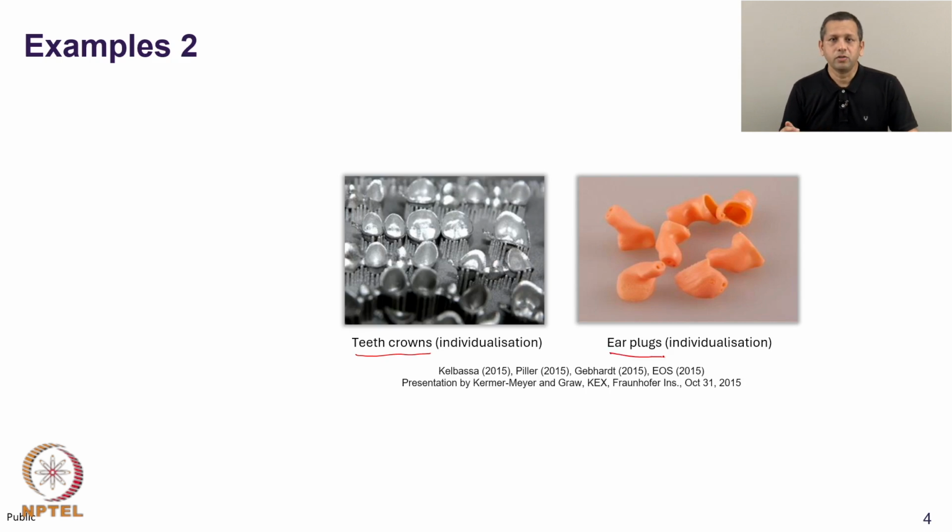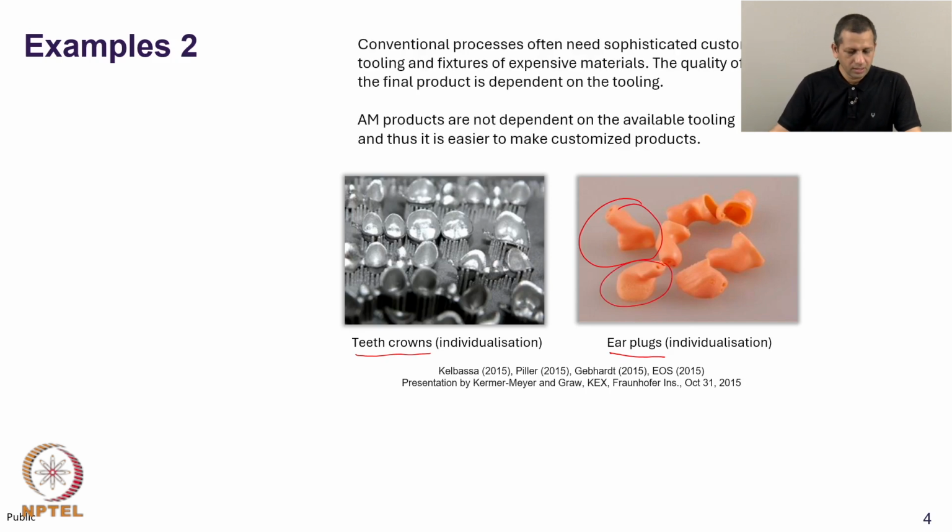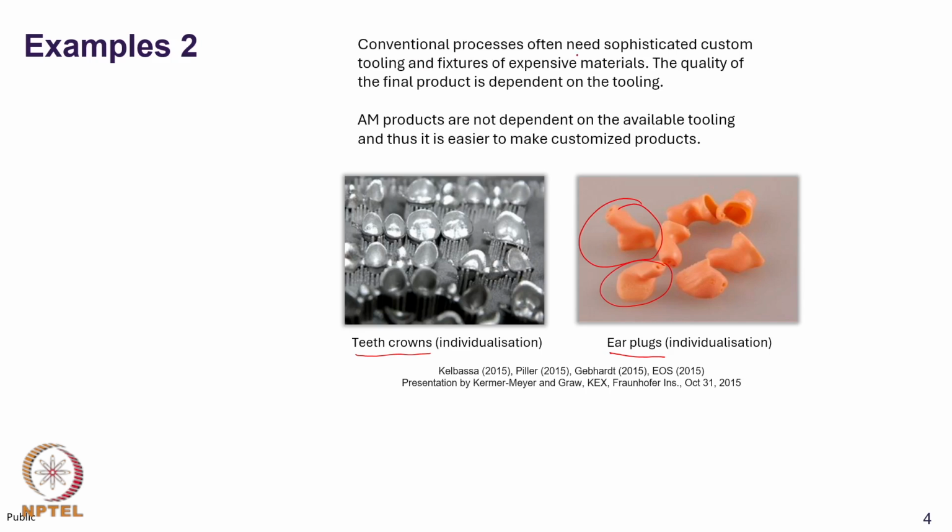The ear openings of individual humans are different, and once we have captured the geometry, we can create various types of earplugs based on individual needs. Thus, additive manufacturing offers something that conventional processes do not.